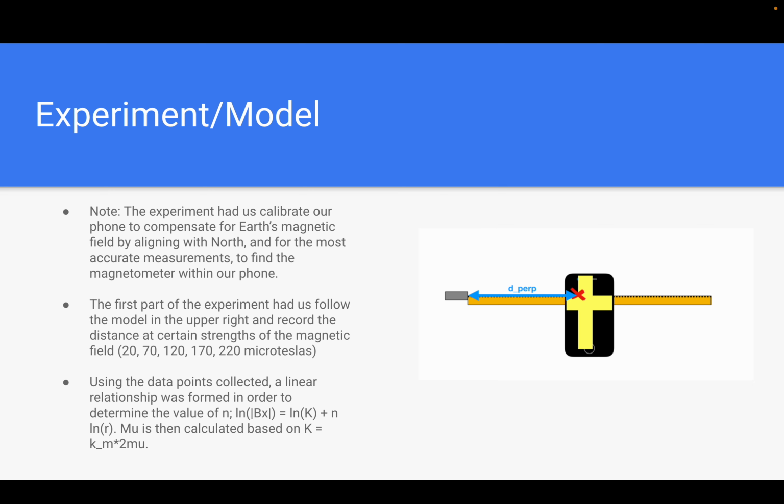So for the experiment and model, it should be noted that the experiment had us calibrate our phone to compensate for Earth's magnetic field by aligning with north, and for the most accurate measurements to find the magnetometer within our phone, which is marked by this red X on this tape.